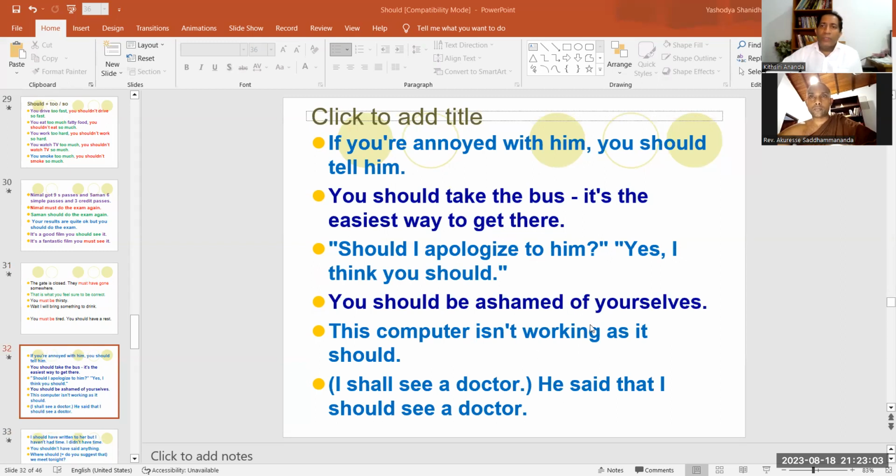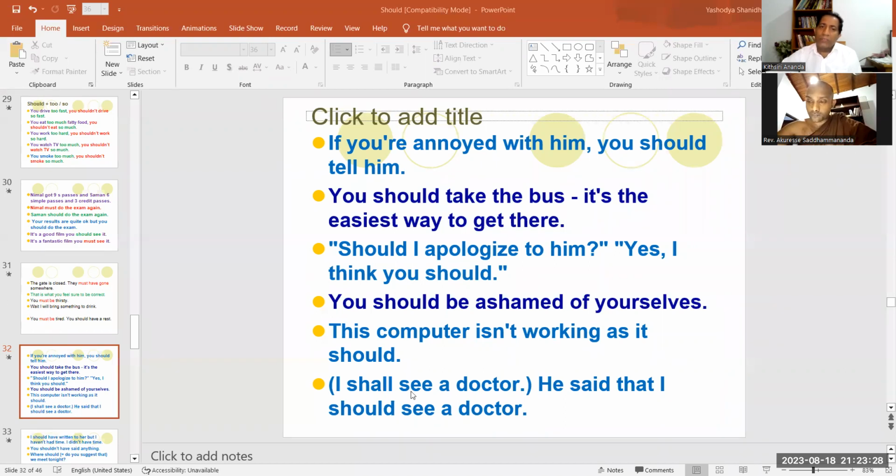If you are annoyed with him, you should tell him. You should take the bus. It's the easiest way to get there. Should I apologize to him? Yes, I think you should. You should be ashamed of yourself. The computer isn't working as it should. I shall see a doctor. He said that I should see a doctor.